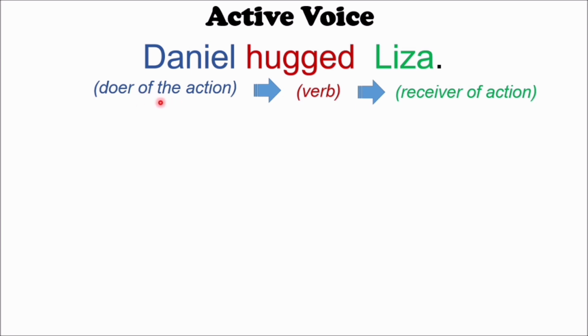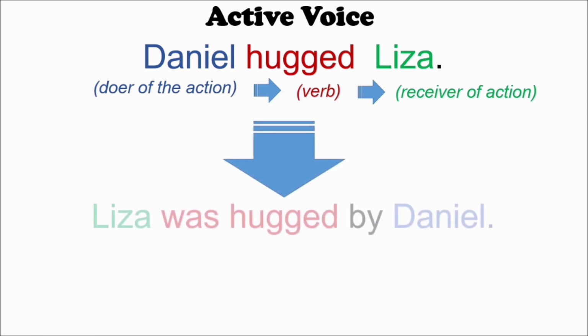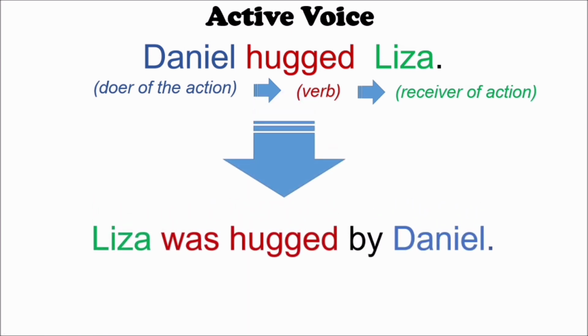The doer of the action always comes first before the verb, then the receiver of the action. That is for active voice. Now, what if I'd like to write the sentence this way? Liza was hugged by Daniel. This time, it is no longer an example of active voice, but rather it is for passive voice.